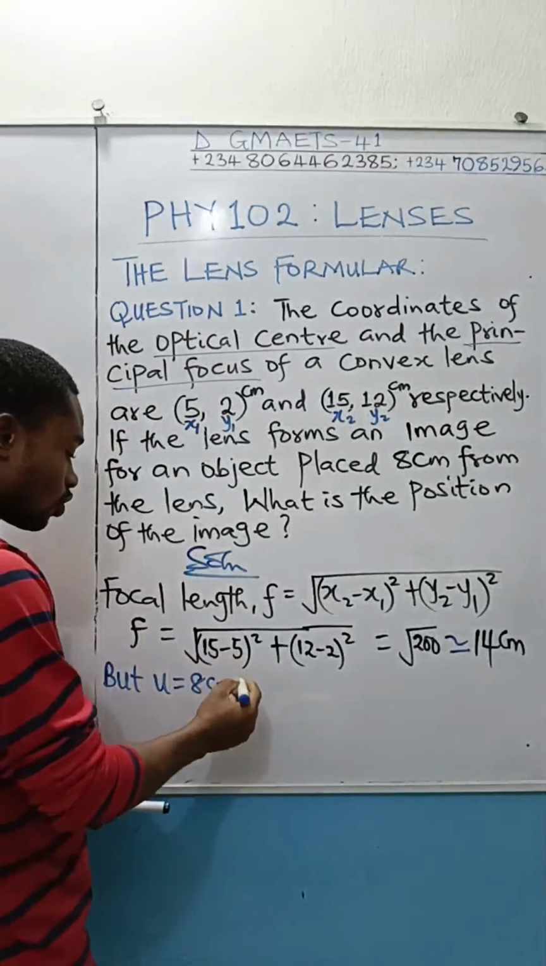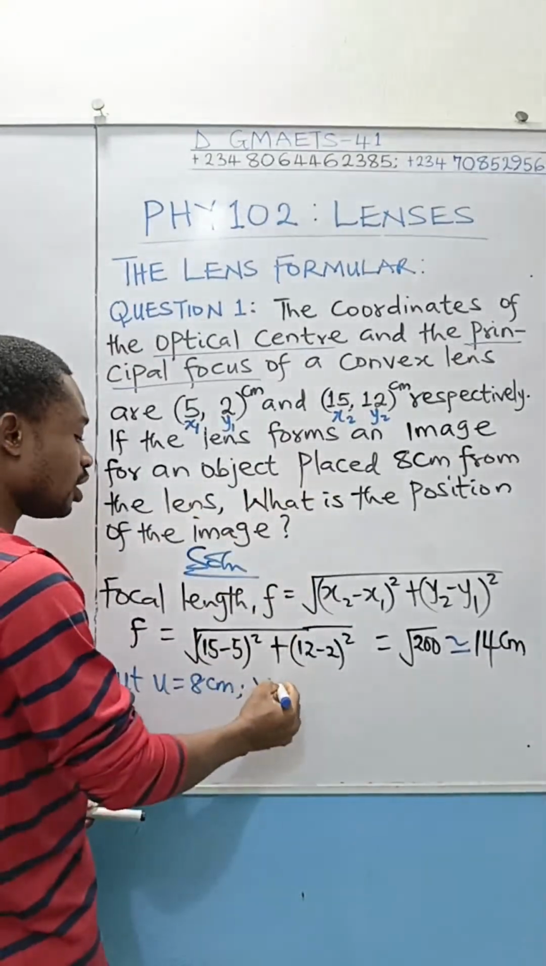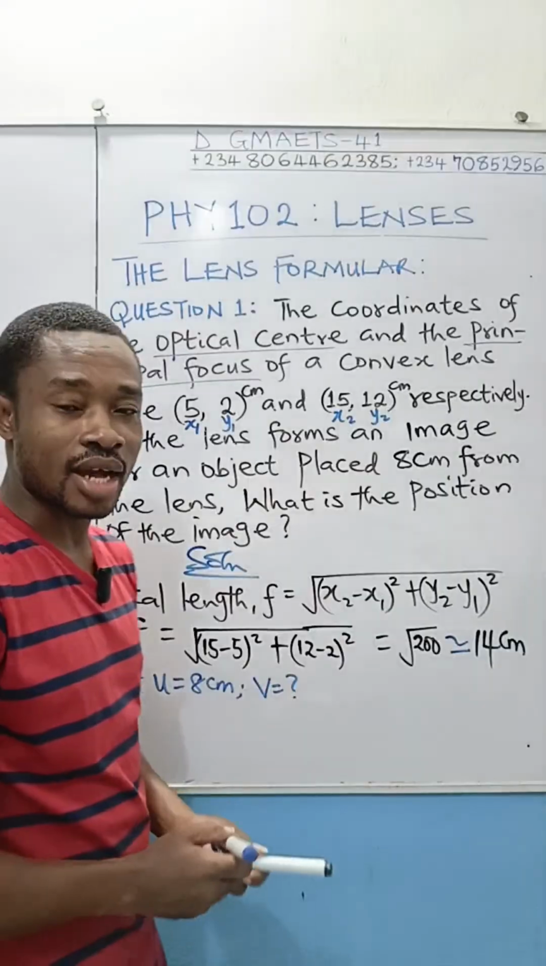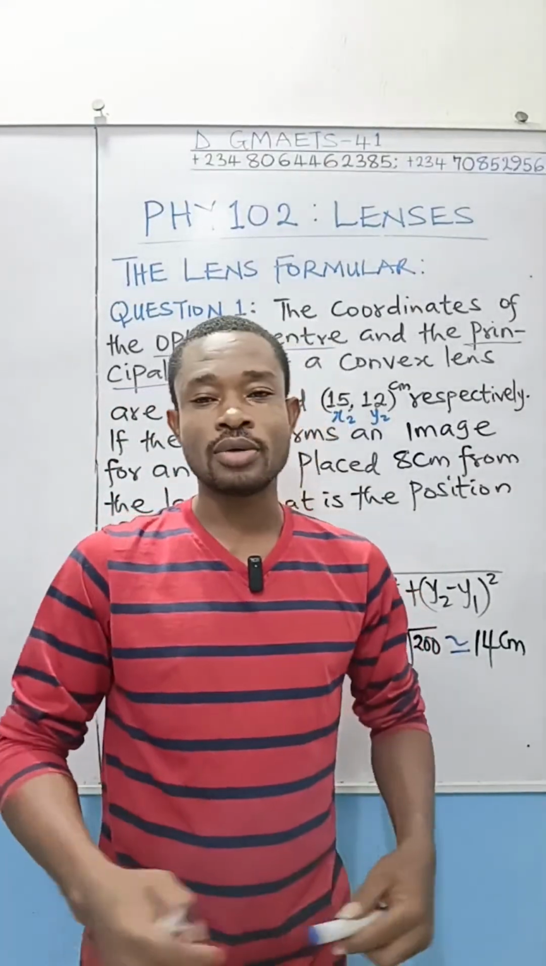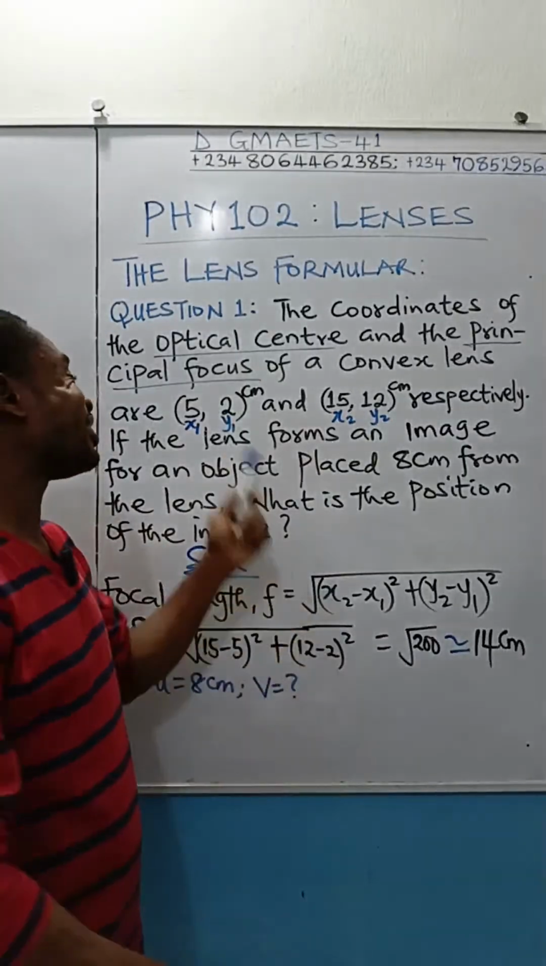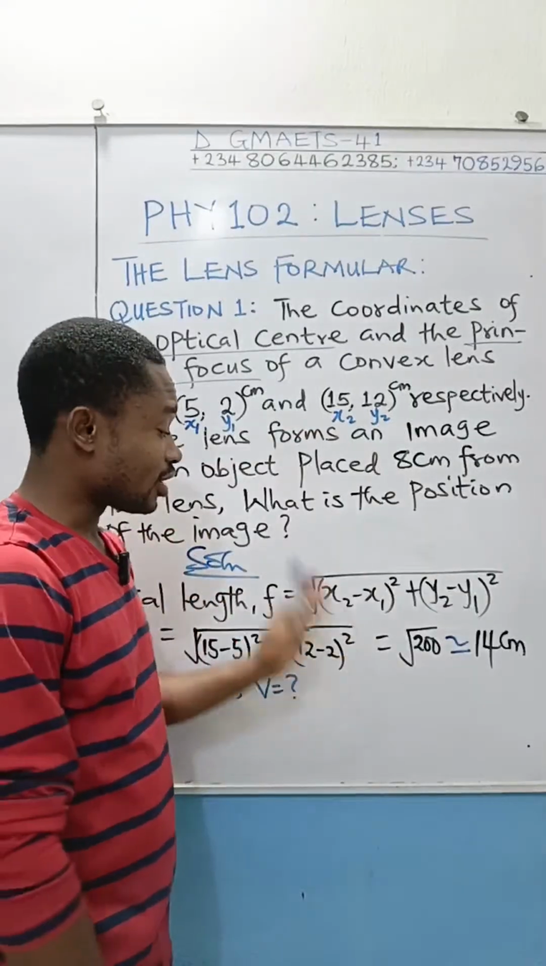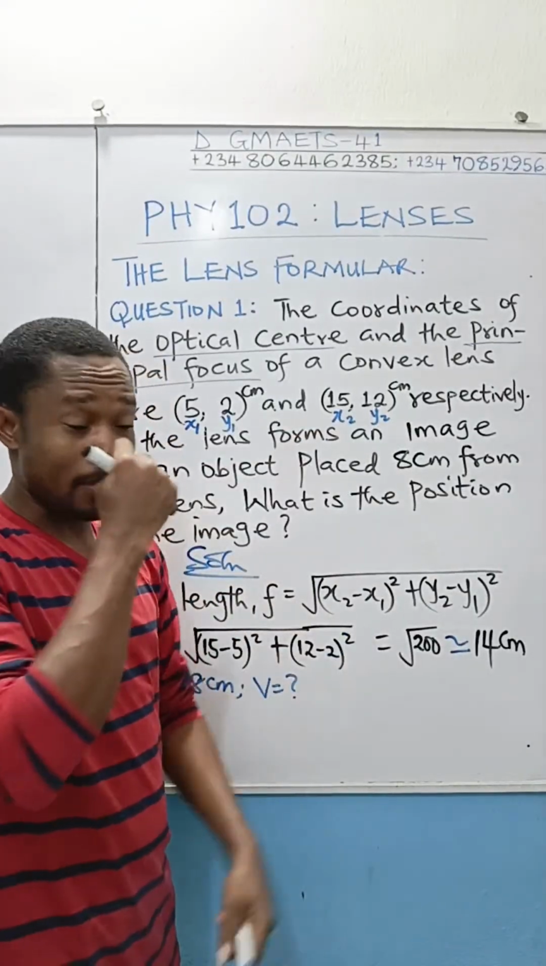Now we are asked to find the position of the image, also known as the image distance, which we do not know. So dear friends, the major problem with this question is your understanding that your focal length is obtained from this coordinate. That's just the thing. The rest now follow up, things you can play with.